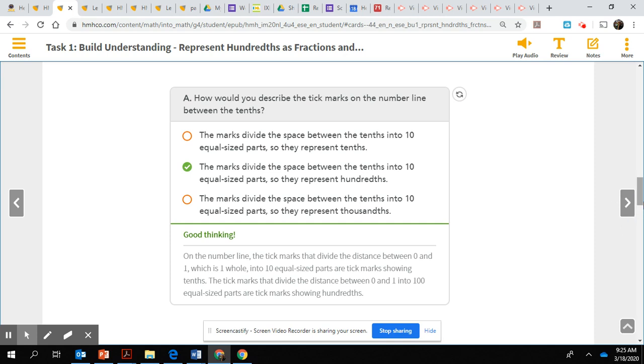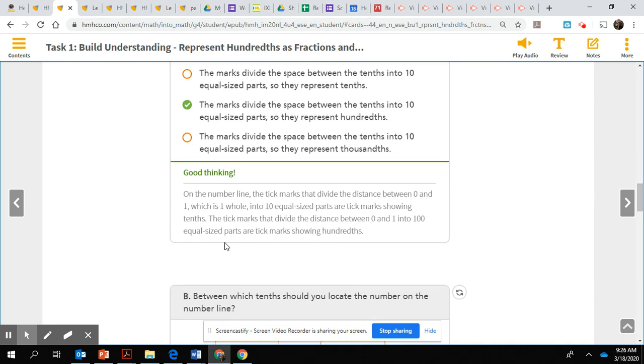Okay, guys, so we left off at this question where we were describing the tick marks on the number line between the tens. And we know that the little tick marks between the tens are there dividing each tens into 10 equal parts so they can represent hundreds. On the number line, the tick marks that divide the distance between 0 and 1, which is one whole, into 10 equal parts are tick marks showing tens. The tick marks that divide the distance between 0 and 1 into 100 equal parts are tick marks showing hundreds. So the smaller tick marks are your hundreds, okay?